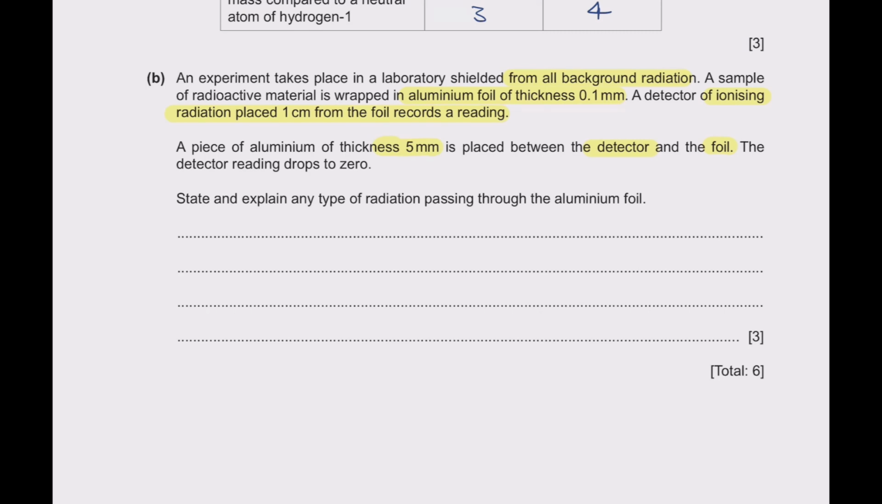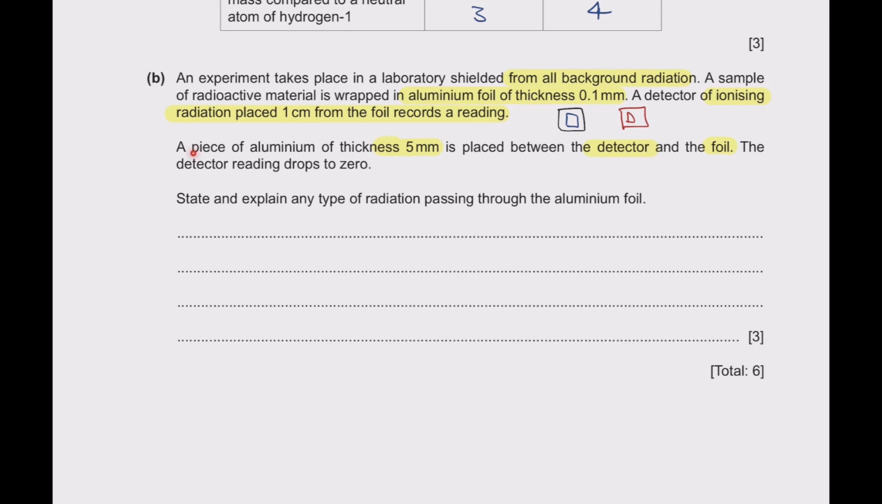Okay, now look, we know that there are 3 types of radiation, that is alpha, beta and gamma. Now if you read the question very carefully, it is saying a piece of aluminum of thickness 5 mm is placed between the detector and the foil. Let us say that this is my radioactive material. It is wrapped with a very thin aluminum foil of thickness 0.1 mm, and a detector is placed here. This is the detector, 1 centimeter from the foil, which records the reading.